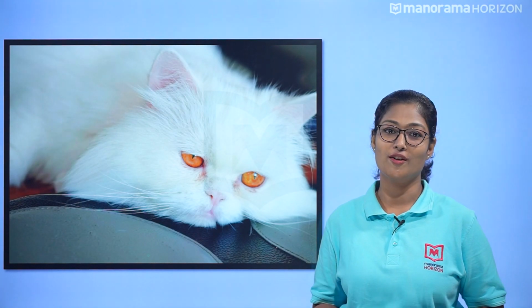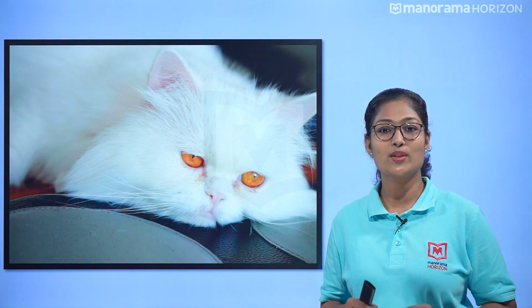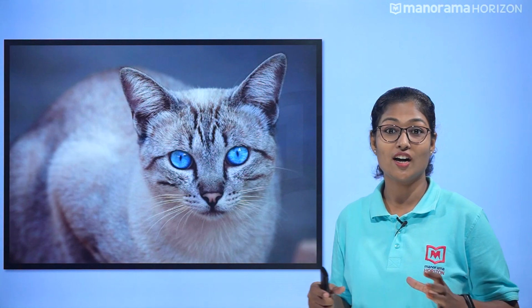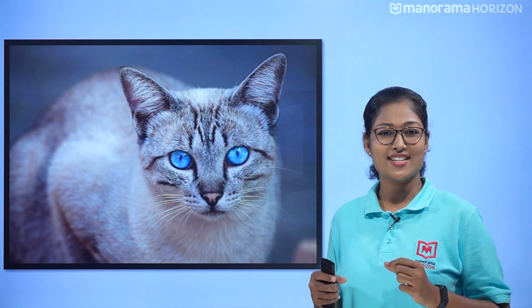Imagine you have a pet cat with brown eyes and white fur. If you plan to have one more cat of the same type, should it mate with a cat having the same traits? What if it mates with a partner having blue eyes and dark furs? Will the progeny get the desired traits?